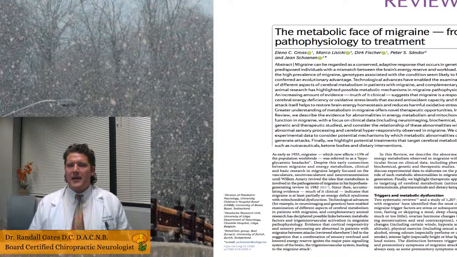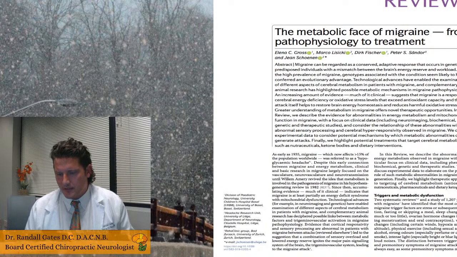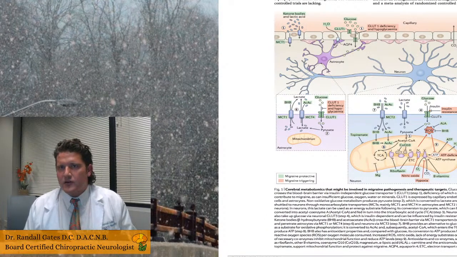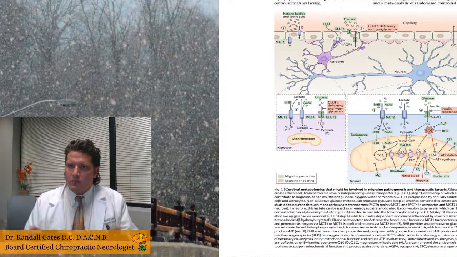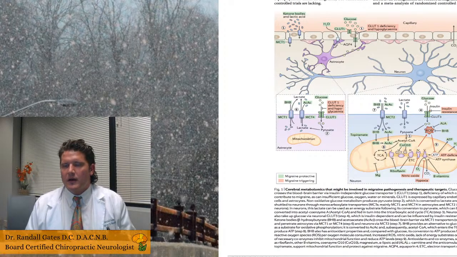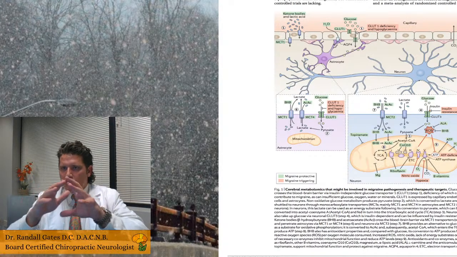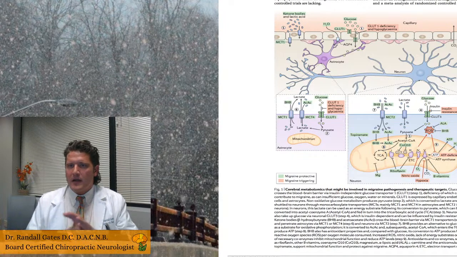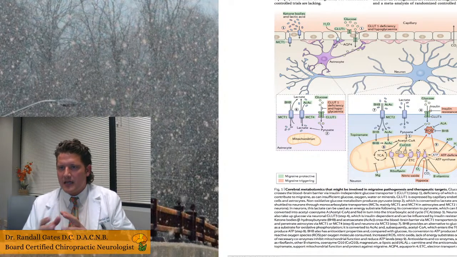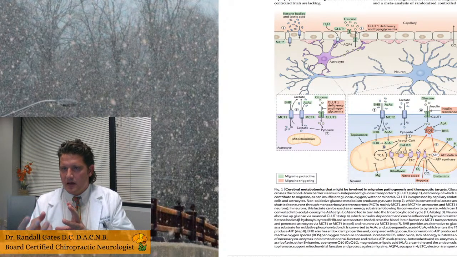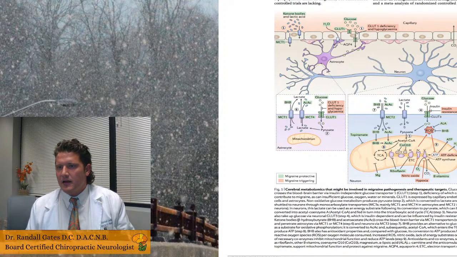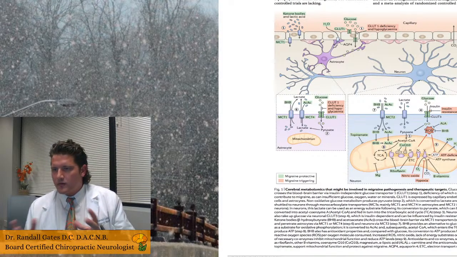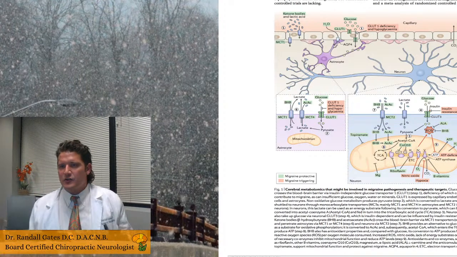This article is about the metabolic phase of migraine, from pathophysiology to treatment. And this is a great diagram for those of you who want to pause the YouTube video. Here they show glucose coming into the brain, how it's absorbed into neurons, and how this glucose is processed within the mitochondria. What are the mitochondria? The mitochondria make energy.